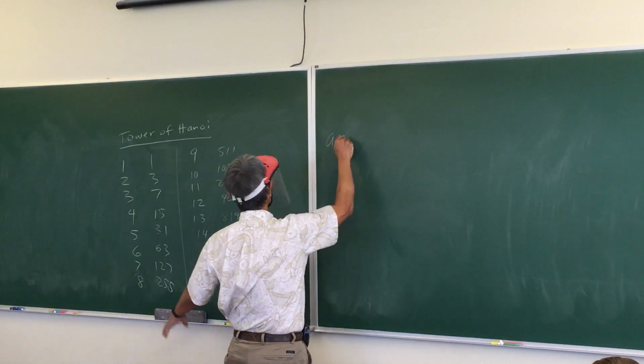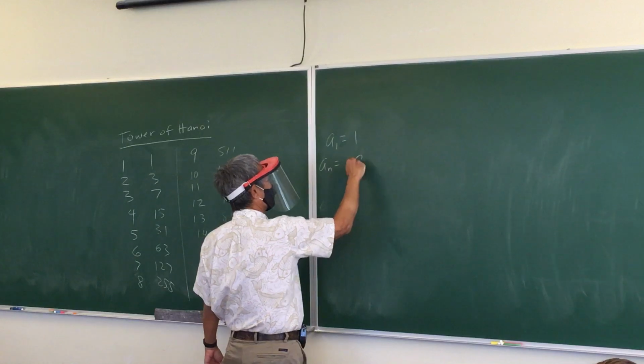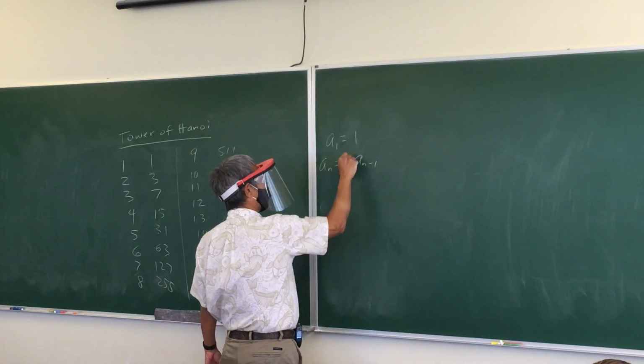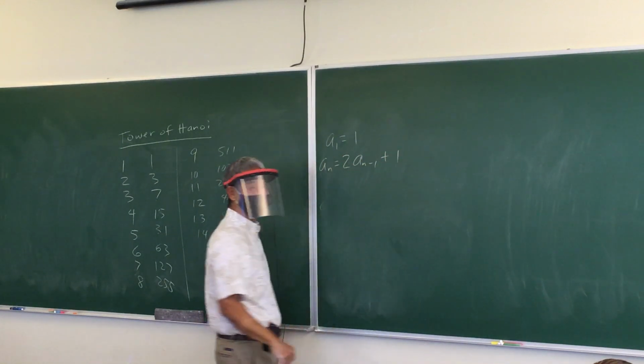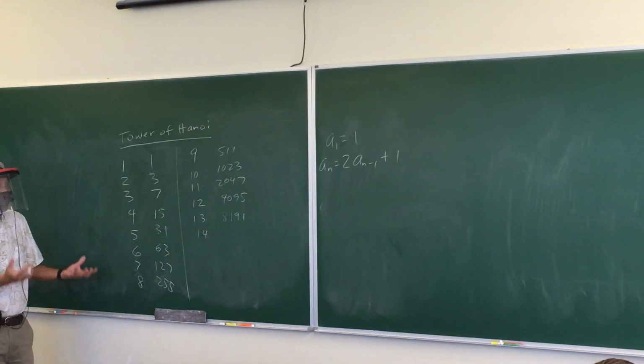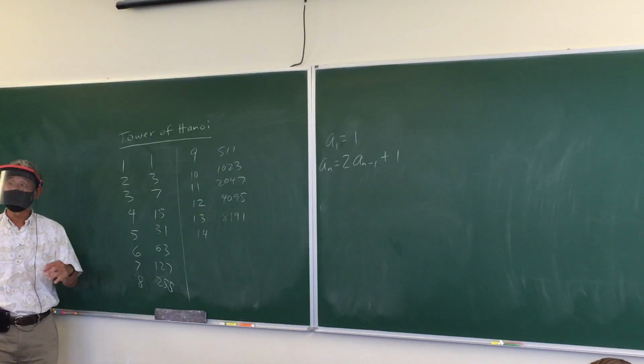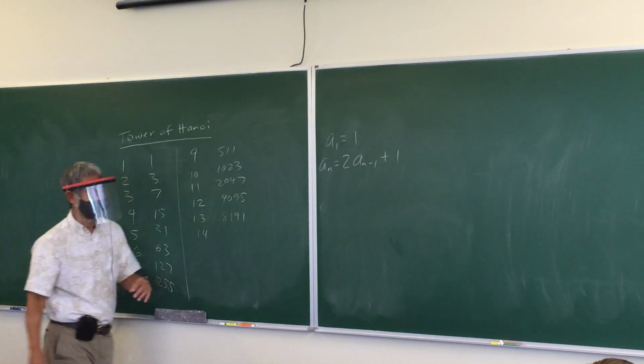What is the first term? 1. To get any term in the sequence, you take the previous term, multiply it by 2, and add 1. Okay, we got that. But if I want the 64th term, I don't want to just keep doing this, so maybe we need an explicit formula.